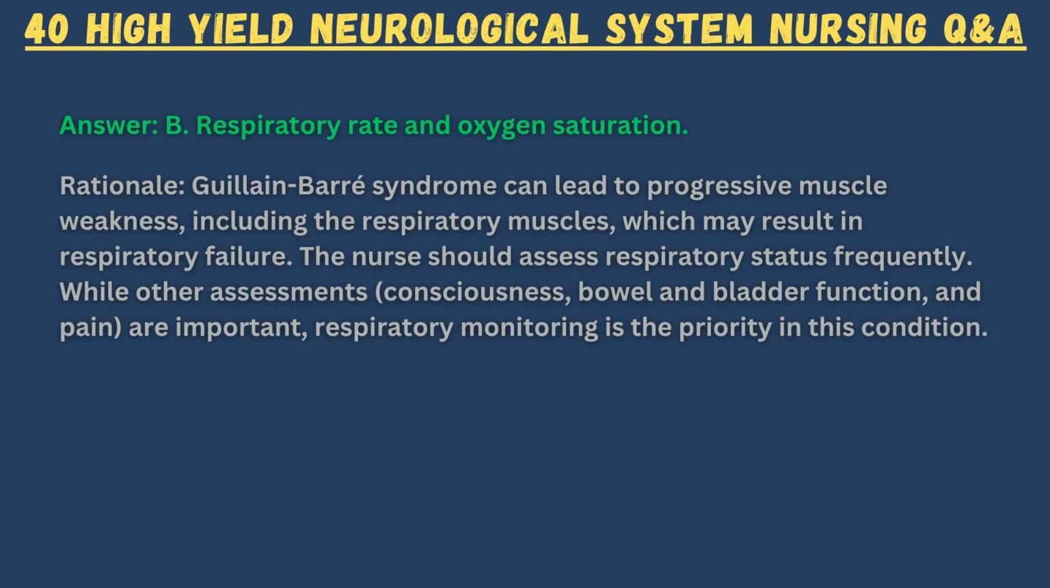Answer: B. Respiratory rate and oxygen saturation. Rationale: Guillain-Barré syndrome can lead to progressive muscle weakness, including the respiratory muscles, which may result in respiratory failure. The nurse should assess respiratory status frequently. While other assessments, consciousness, bowel and bladder function, and pain, are important, respiratory monitoring is the priority in this condition.